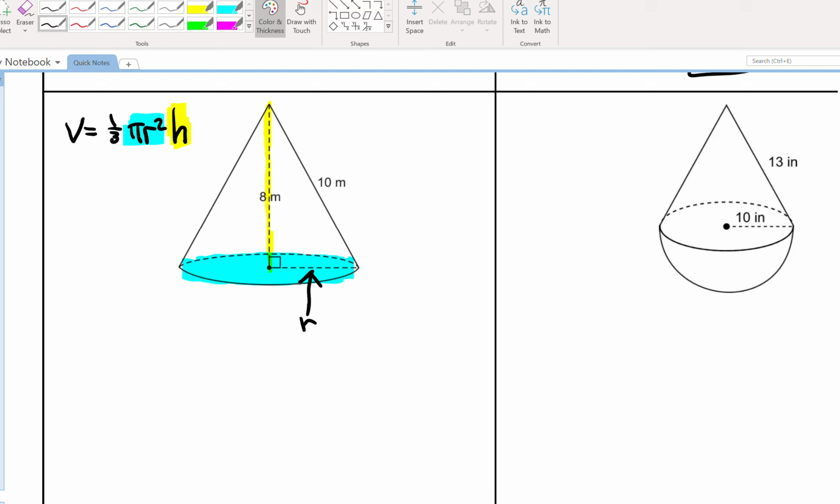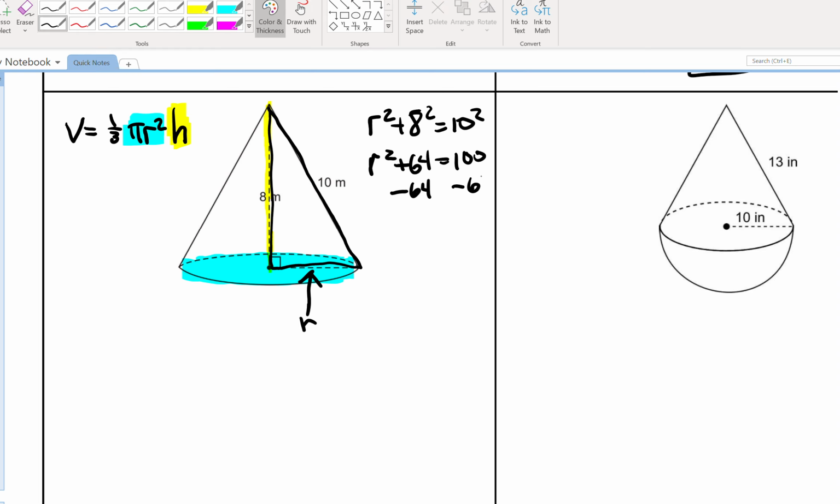We'll call that r, and then we see this right triangle here, so we can use the Pythagorean theorem. If I say r squared plus 8 squared, that'll give me 10 squared. r squared plus 64 is 100. r squared, subtracting 64 from both sides, that cancels, and then r squared is equal to 36. And then if you take the square root of both sides, the radius is 6.